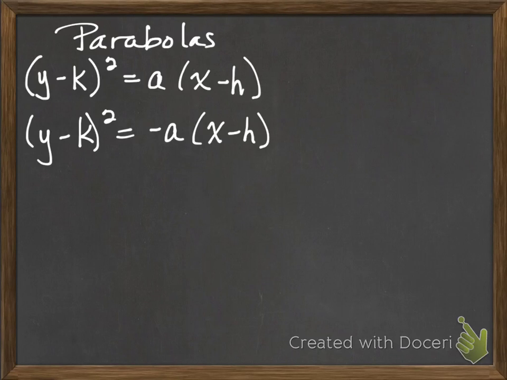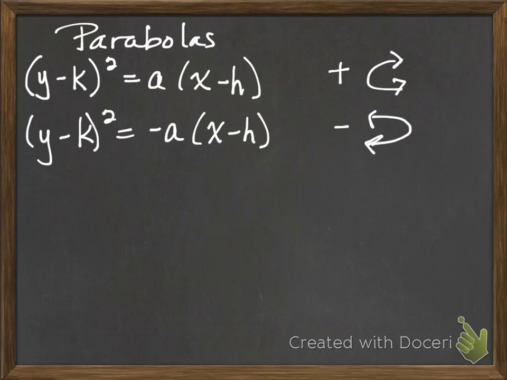If the a is positive, then the parabola is going to go to the right. Common sense. Positive x's go to the right. If the a value is negative, then the parabola will go to the left.